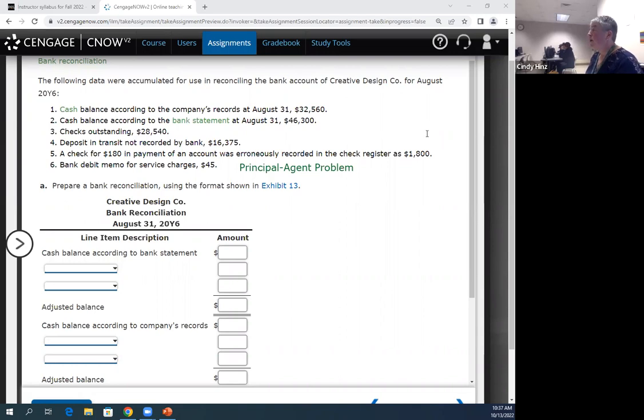Okay, so the principals, the people who own stock in the company, bought that stock because they wanted to make money for themselves. The agents, the people who work for the company, the CEO, the CFO, all those other officers and top management of the company, why do they work for that company?